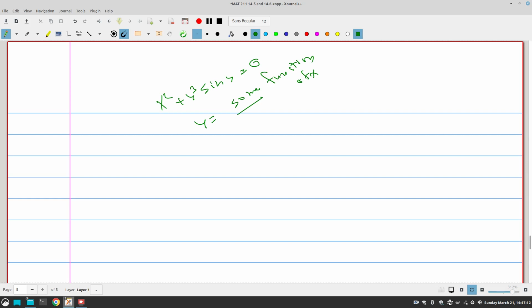So differentiating this would give me twice x. Differentiating this would give me y cubed cosine y dy over dx plus 3y squared sine y dy over dx equals 0, and you would make dy over dx the subject of the formula. There's another way to look at this in terms of partial derivatives.